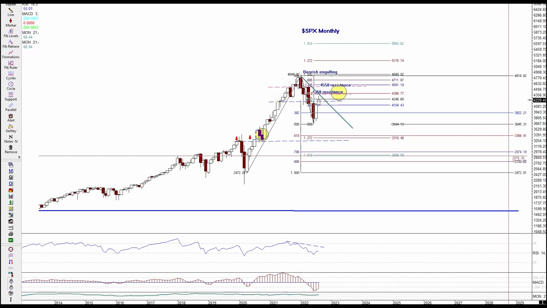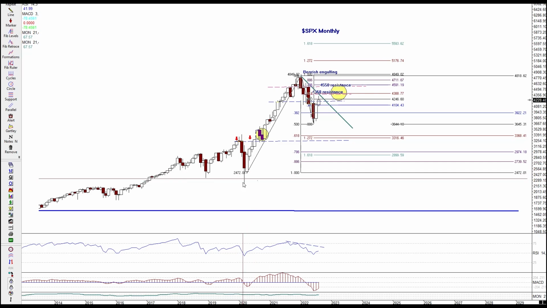Okay, I'm going to start off today with the SPX, the monthly chart, so we can get kind of a longer term view. And for those of you that follow my videos here, well, first of all, thank you very much. And some of you might remember this chart from the last several months. If you're new, let me just walk you through it.